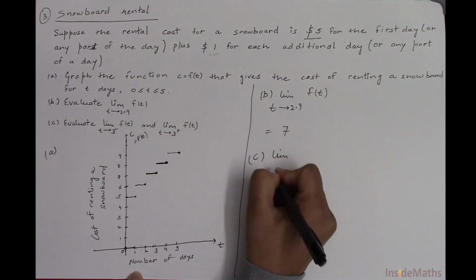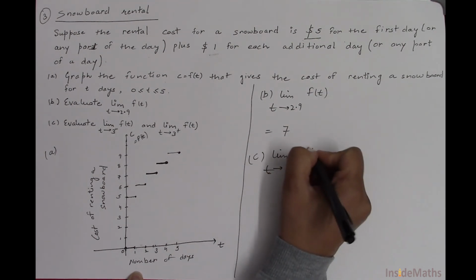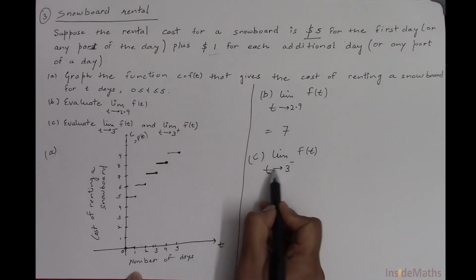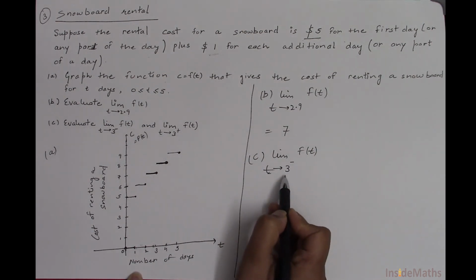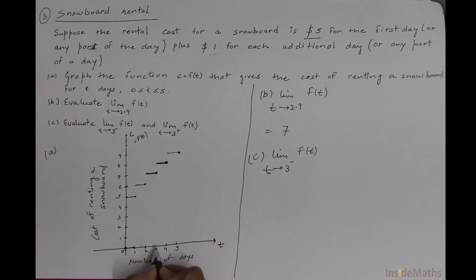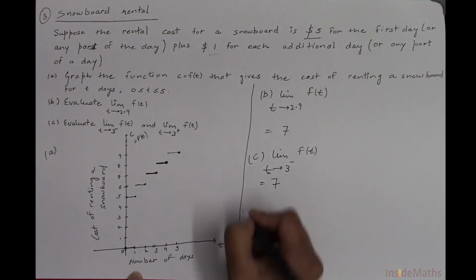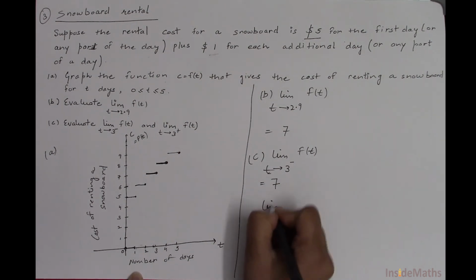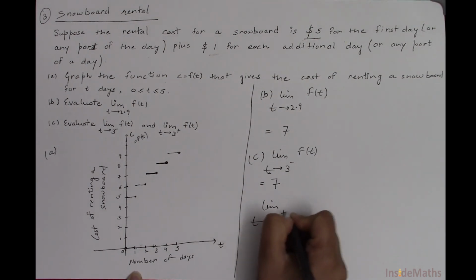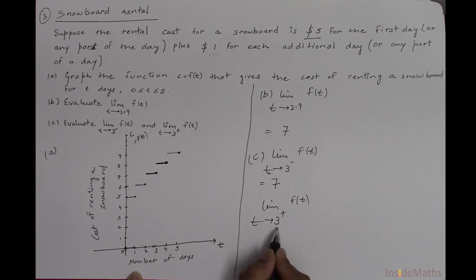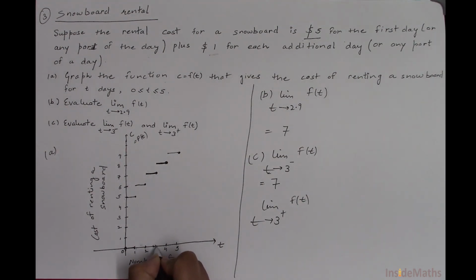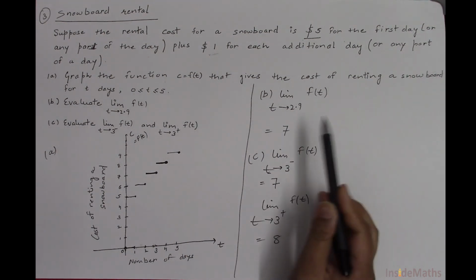Next is the limit as t approaches 3 from the negative side of f of t. T approaches 3 from the negative side, that means t is slightly less than 3. Again here somewhere, that means the limit is 7 here. Next part, limit as t approaches 3 from the positive side of f of t, that means when t is slightly more than 3, here somewhere, then f of t is 8. So this is how we find the limits from the graph.